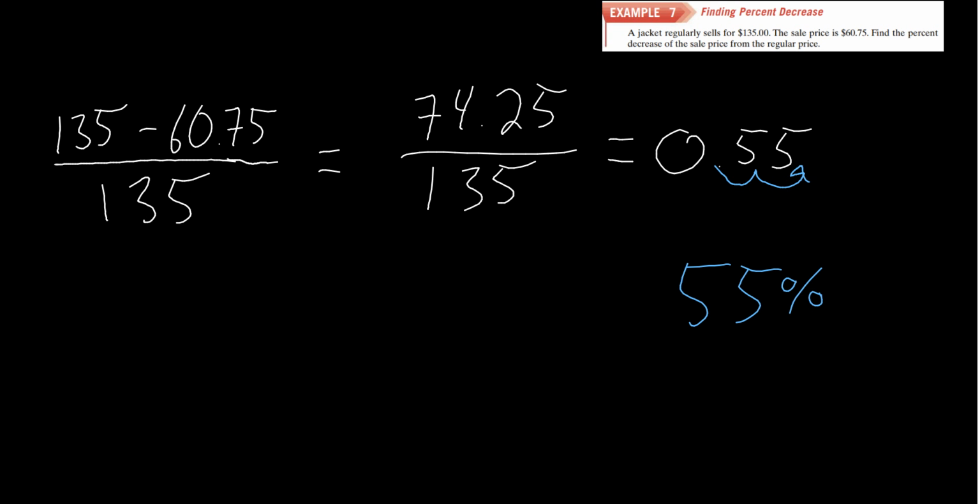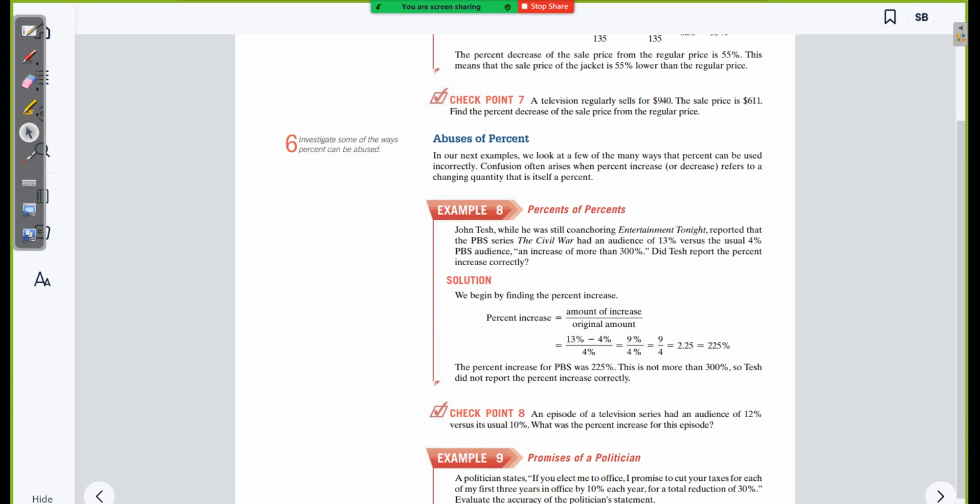So we're saving 55% on a jacket, and that's pretty substantial, especially if at one point you saw that it was $135. My wife loves Old Navy, and if you go in there, they're always on sale. And I'm just like, well, if they're always on sale, then are they ever really on sale? I don't know. But if I saw this jacket for 135 and then I saw it for 60, I'm like, yeah, that's pretty darn good.